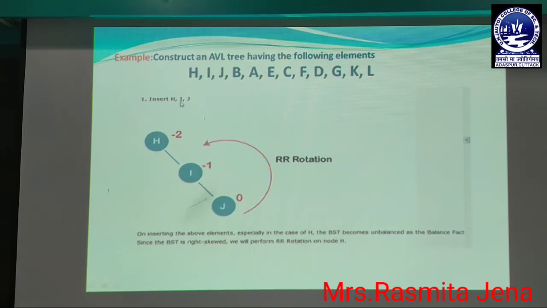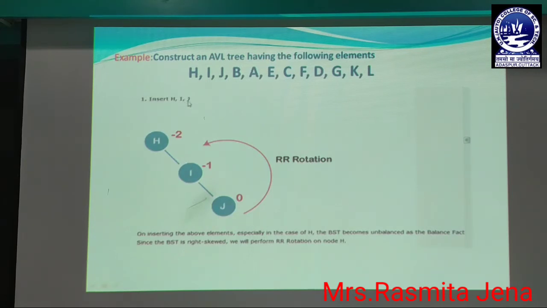And second we insert the next node, that is I. As I is greater in alphabetical order than H, it will be inserted in the right subtree of the node H. When we insert I, let us calculate the balance factor of these two nodes. The balance factor of node H is -1 because the left subtree has height 0 and the right subtree has height 1. So, 0 minus 1 is -1. And the balance factor for the node I is 0, because there is no node in the left subtree as well as in the right subtree. Then our next node is J.